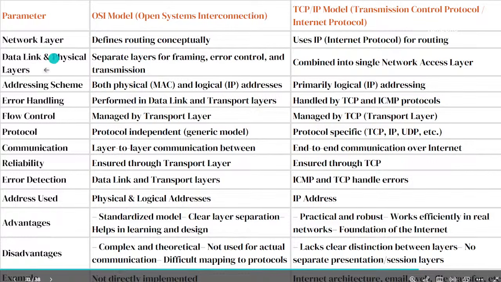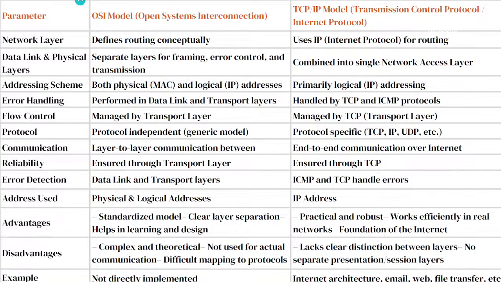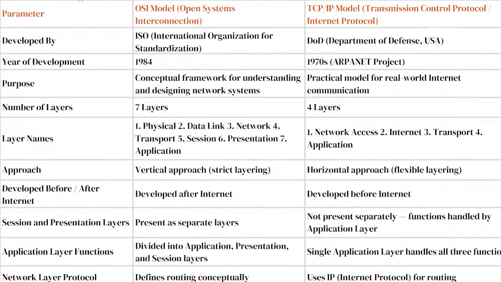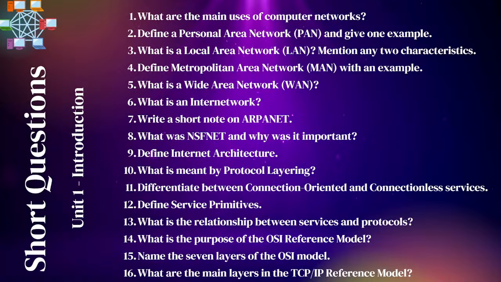So these are the important points which we have covered in the OSI and TCP/IP models. Please make sure, this is a very important 7-marker question you can expect when it comes to the comparison between the OSI and TCP/IP models. This is very important. So here we are winding up the session.